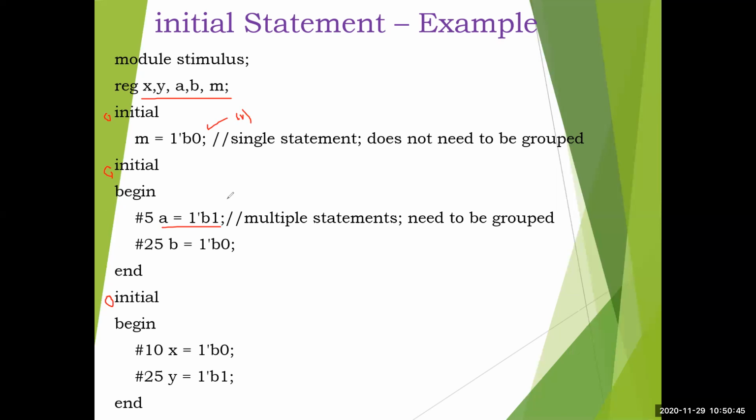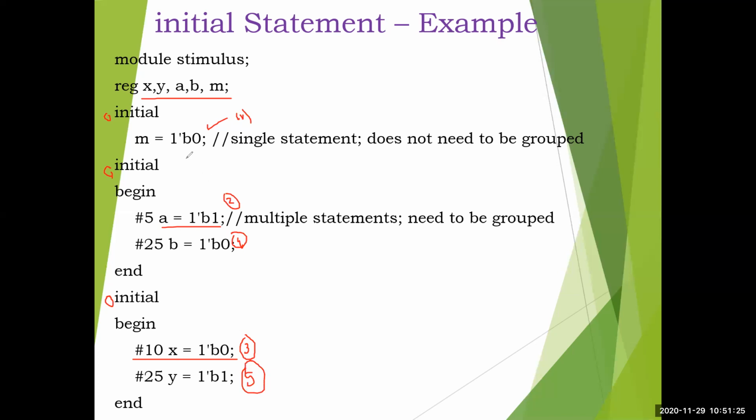Next 0 plus 5. Then this statement will be executed at time 30 because 0 plus 5 plus 25 is 30. After that here we will come, so here I have a delay of 10, 1'b0. So that means 0 plus 10, so this will be executed next. Although it is in a different block, this is how it will be, first m, then a, then x. After that 10 plus 25 is 35, so that will not execute yet. 5 plus 25 is 30, this will come. So the fourth statement this will be executed, and the last statement this will be executed.